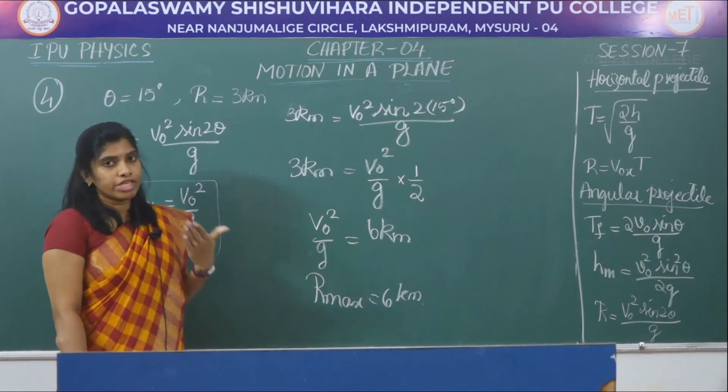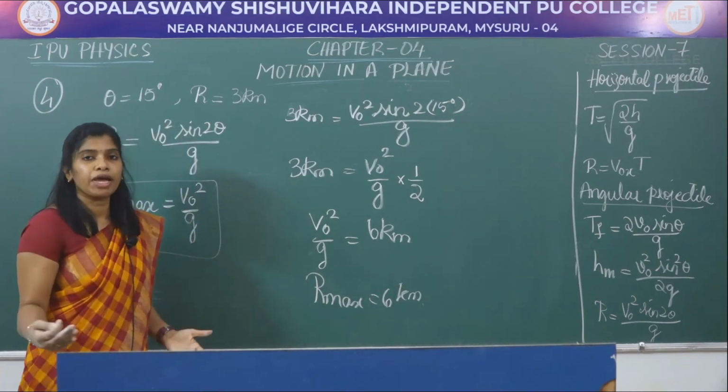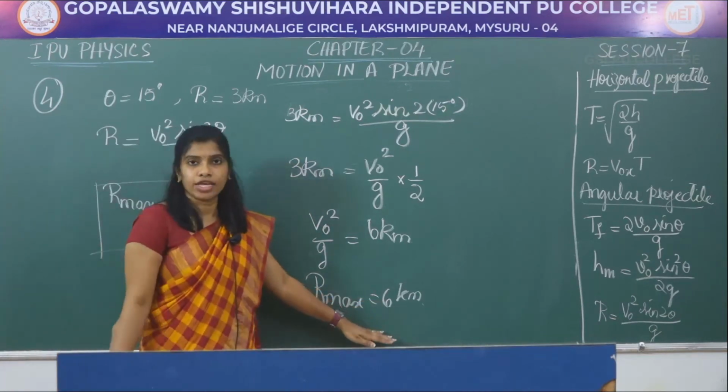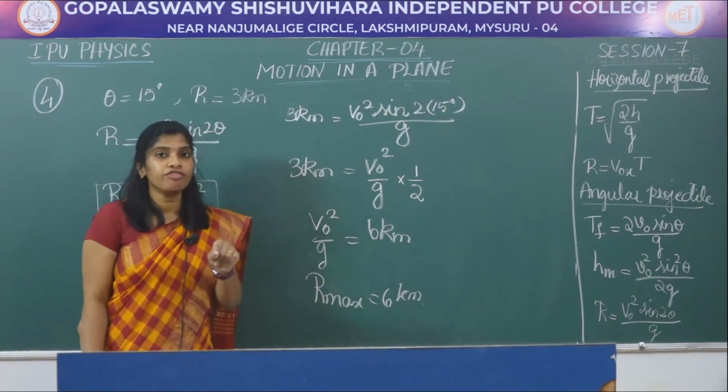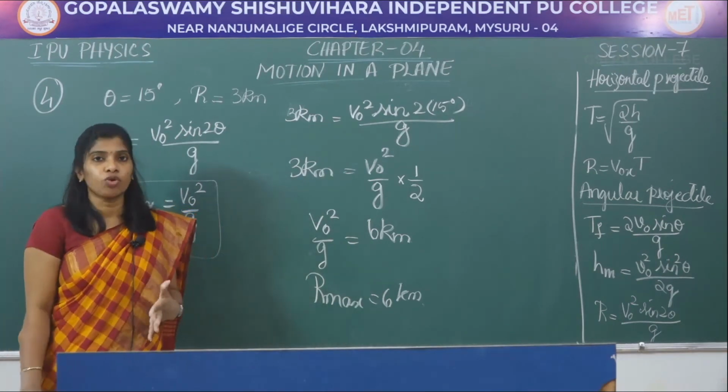So, even if I change the angle of projection, the maximum range reached by this bullet is only 6 kilometer. But in the question they have asked, is it possible for the bullet to reach a range of 7 kilometer?